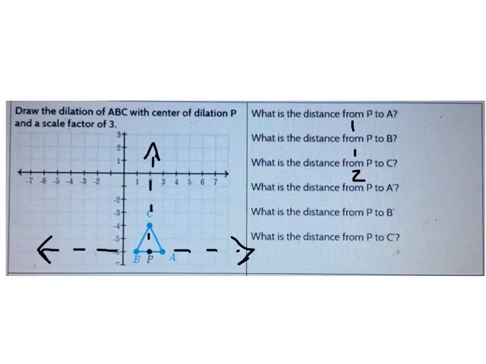What will be the distance from P to A prime if the scale factor is 3? Well, 1 times 3 is 3. Draw A prime 3 units from P. What will be the distance from P to B prime if the scale factor is 3? 1 times 3 is 3. Draw B prime 3 units from P.